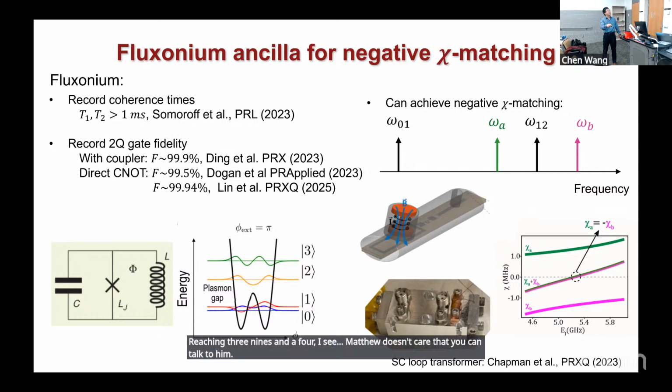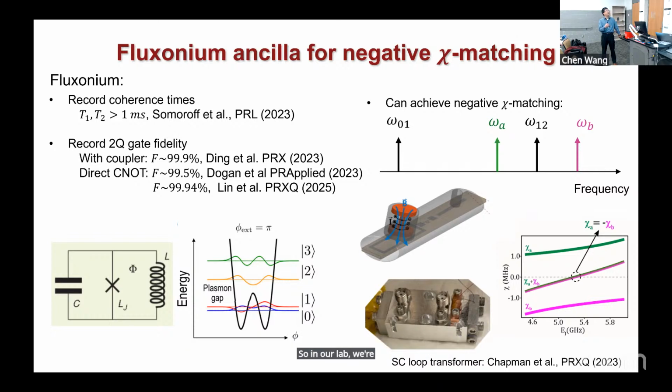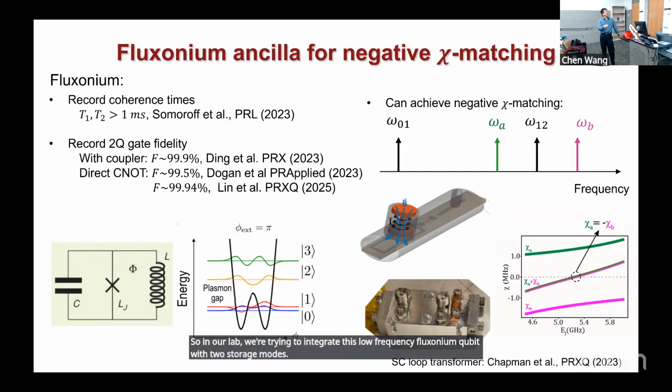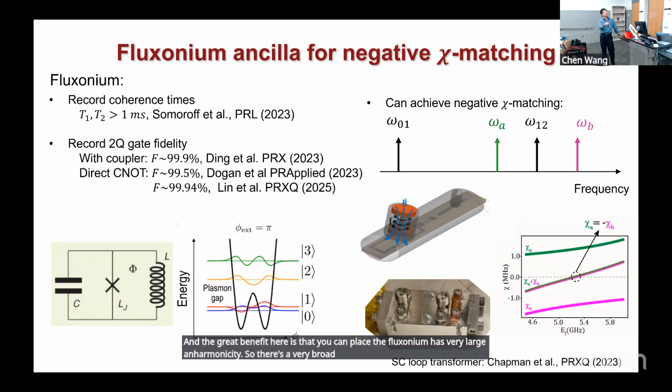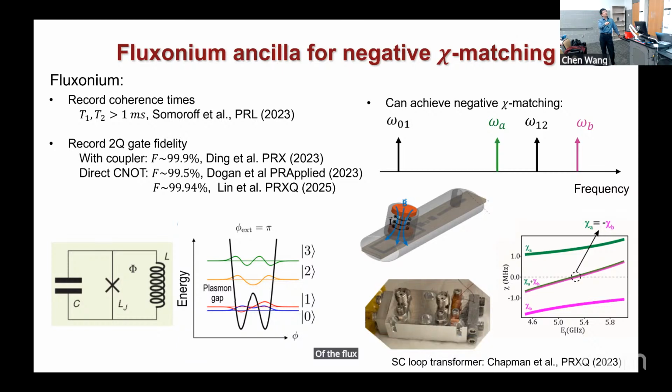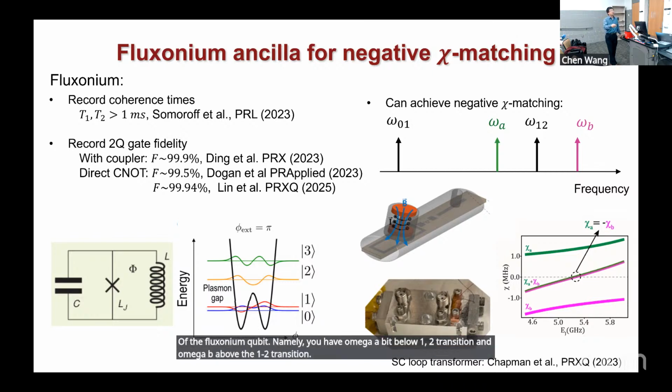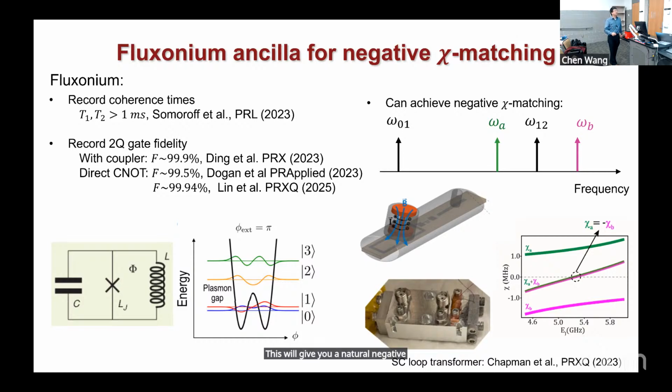So in our lab, we're trying to integrate these low frequency fluxonium qubits with two storage modes. The great benefit is that the fluxonium has very large anharmonicity, so there's a very broad frequency range where you can put cavity A and cavity B in the straddling regime of the fluxonium qubit. Namely, you have omega A below the 1-2 transition and omega B above the 1-2 transition. This will give you a natural negative chi matching condition.